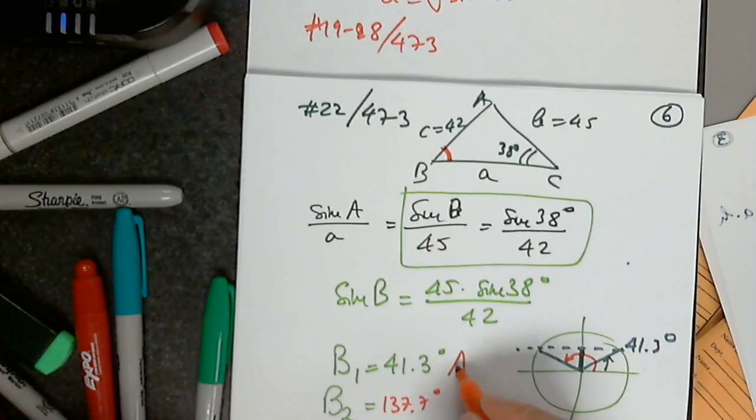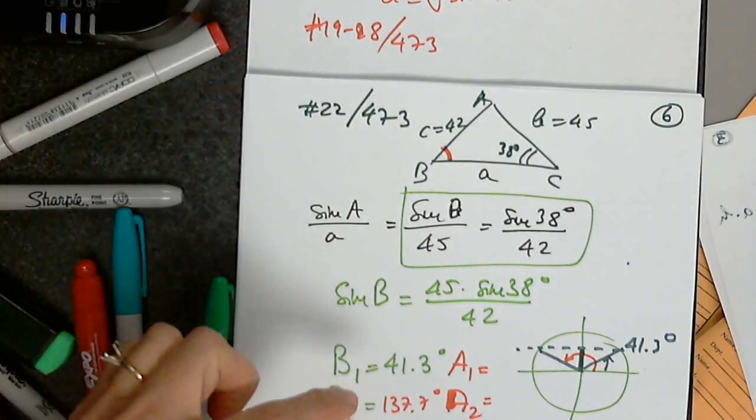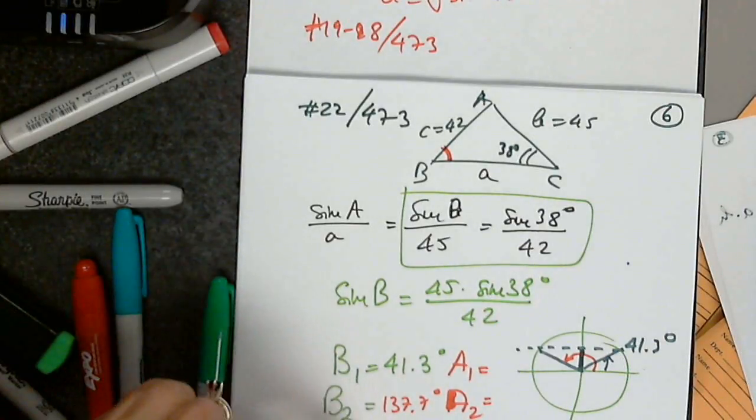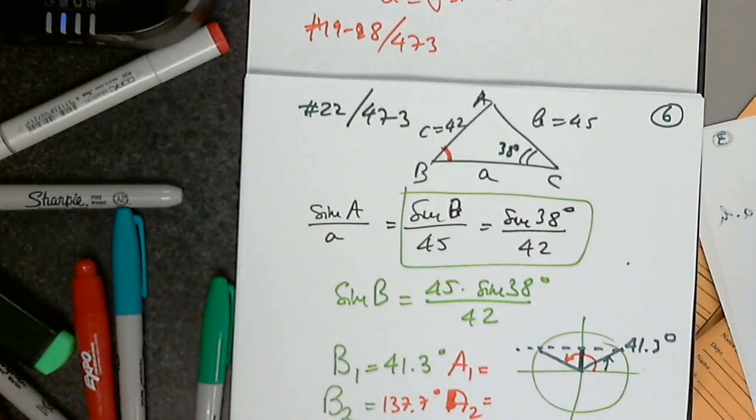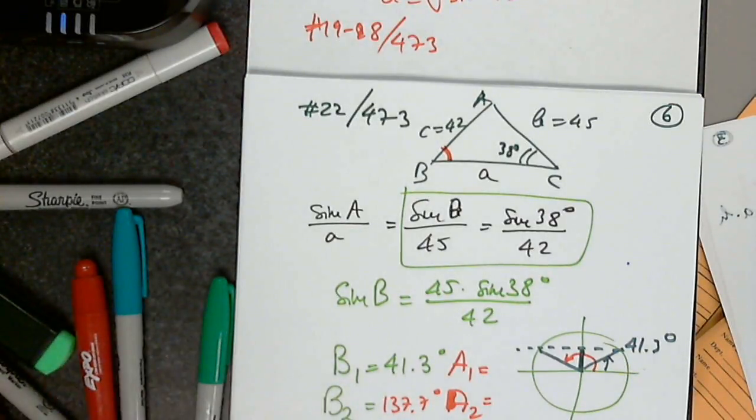So let's determine an A1 and let's determine, oops, I meant an A2. And no one can change C. C is the same, 38 degrees in both triangles. So now, from 180, I subtract 41.3 and I subtract 38 degrees. And also from 180, I subtract 137 degrees and 38 degrees. Do I get A1 and A2? So from 180, please subtract 41.3 and subtract 38. What is the answer?